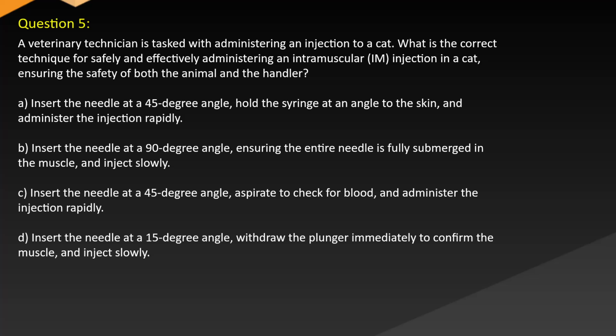A. Insert the needle at a 45-degree angle, hold the syringe at an angle to the skin and administer the injection rapidly. B. Insert the needle at a 90-degree angle, ensuring the entire needle is fully submerged in the muscle, and inject slowly. C. Insert the needle at a 45-degree angle, aspirate to check for blood, and administer the injection rapidly. D. Insert the needle at a 15-degree angle, withdraw the plunger immediately to confirm the muscle, and inject slowly.